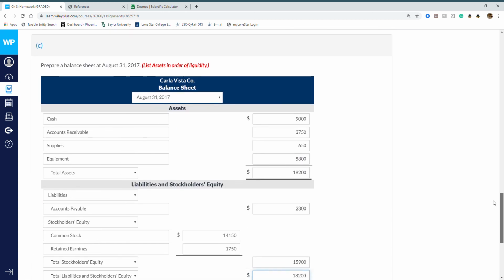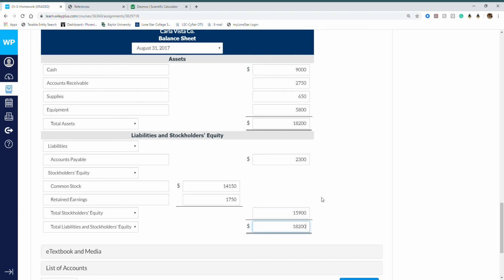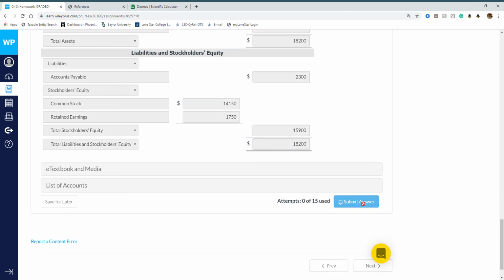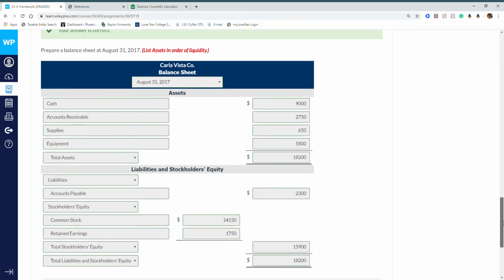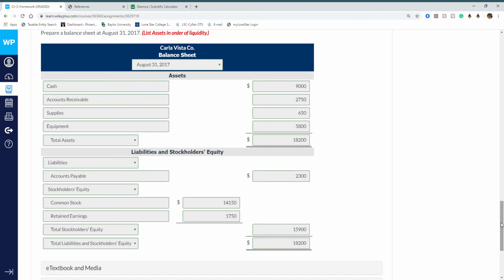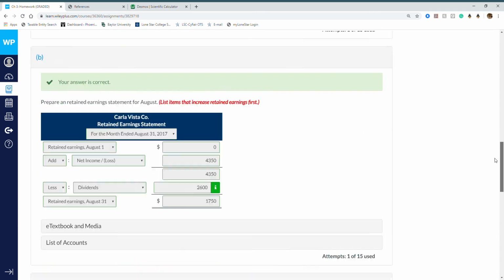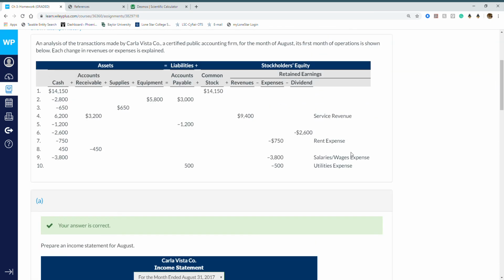And there is the balance. Our assets do match our liabilities and equity. And we can submit it and finish off question number 2. There we go. And that's it for question number 2. Just converting this information into the financial statements.